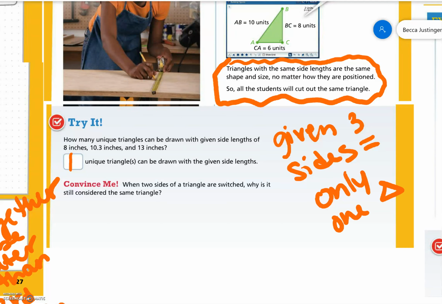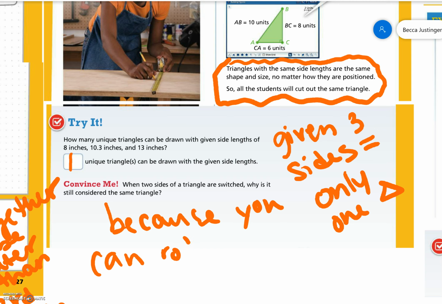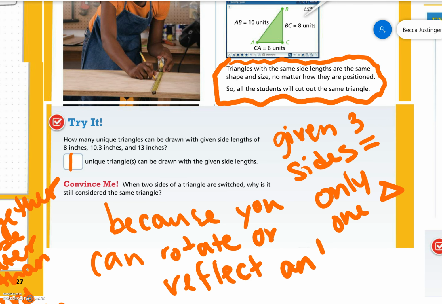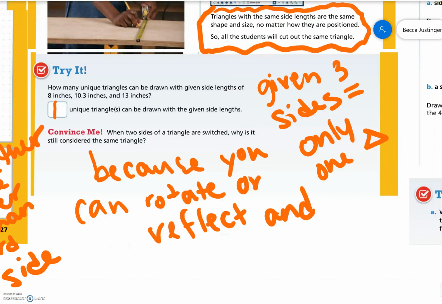When 2 sides of a triangle are switched, why is it still considered the same triangle? Because you can rotate or reflect, and they are still congruent.